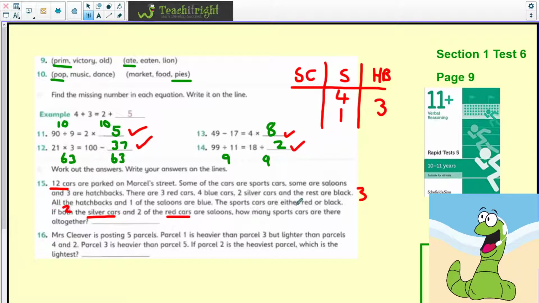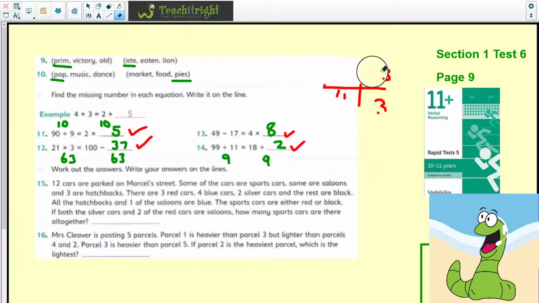Now we've filled in the information that we've got that we can use. So I know I've got 5 saloons, I've got 3 hatchbacks. So sports cars, what am I left with? Well, 5 and 3, of course, is 8. So therefore, I need to make 12. So I've got 4 left over. So the answer, how many sports cars are there? There are 4. So I hope that made sense and how you use that information to fill out the table. And I think a table probably is the easiest approach on that one.